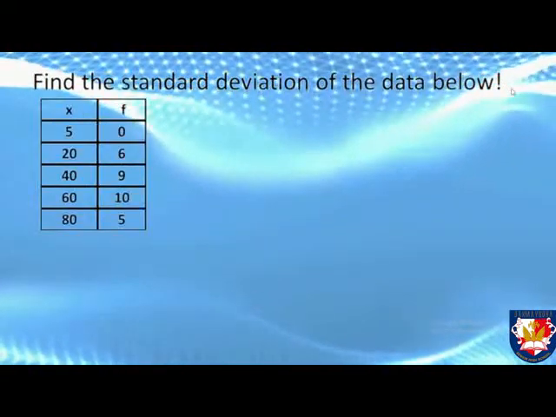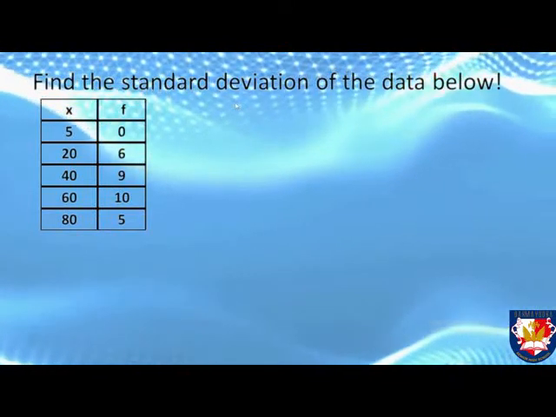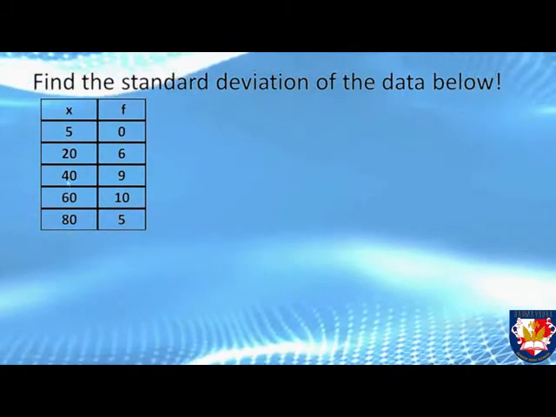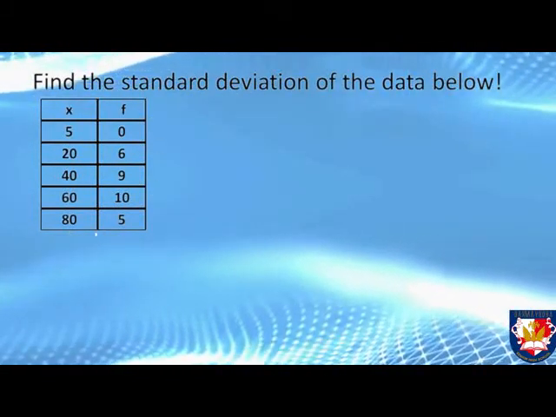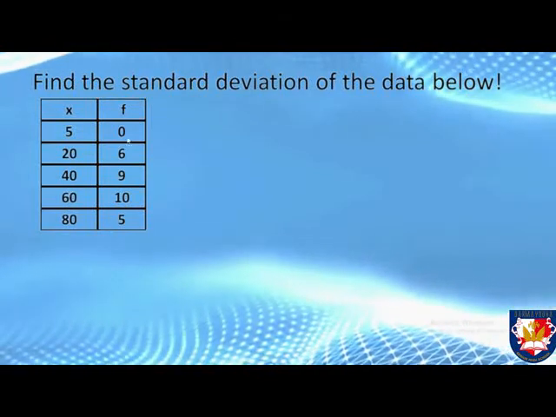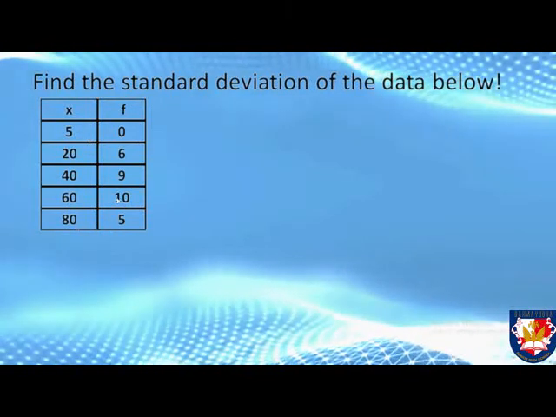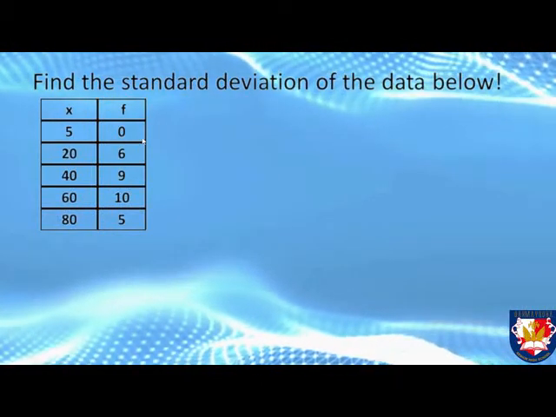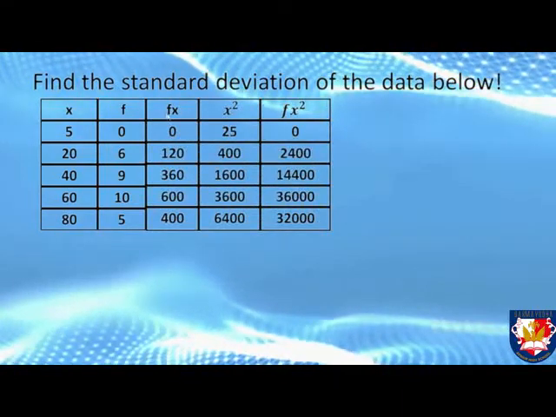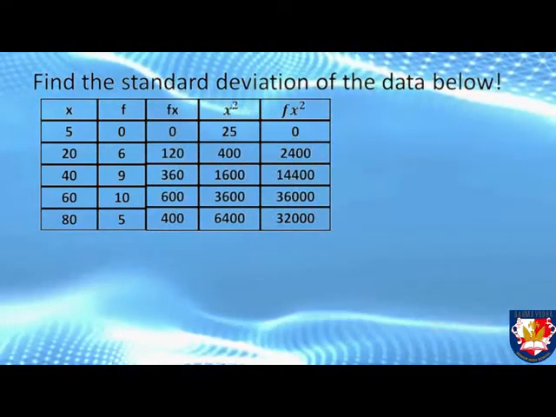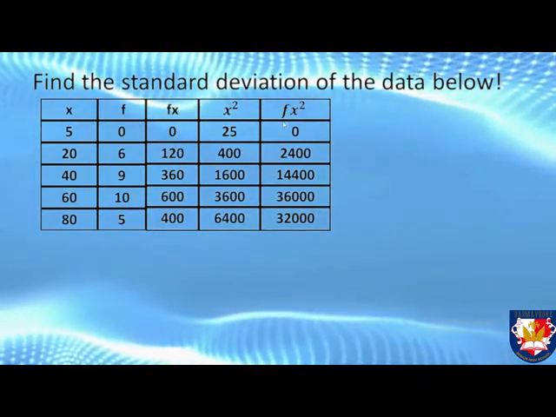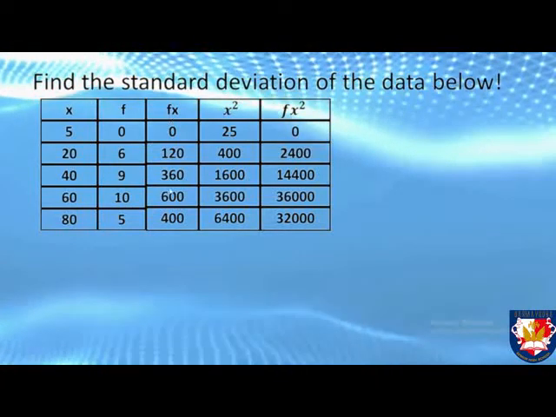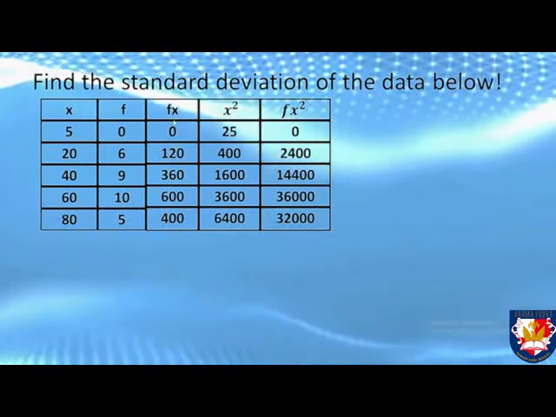And then still standard deviation, but find the standard deviation of the data below. The data served in a table. It means the data in a group. So we're gonna use the formula for standard deviation for grouped data. Remember, the first step to solve a standard deviation in group data, we need to add 3 more columns. The columns are the column for fx, and then the column for x squared, and the last one is the column of fx squared. So fx, how can we get these numbers? These numbers comes from f times x.